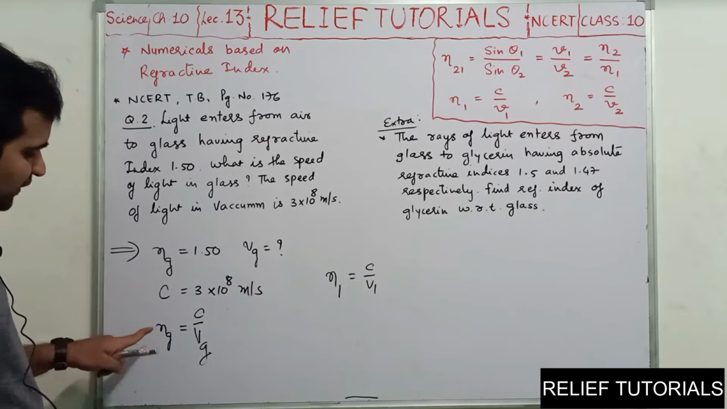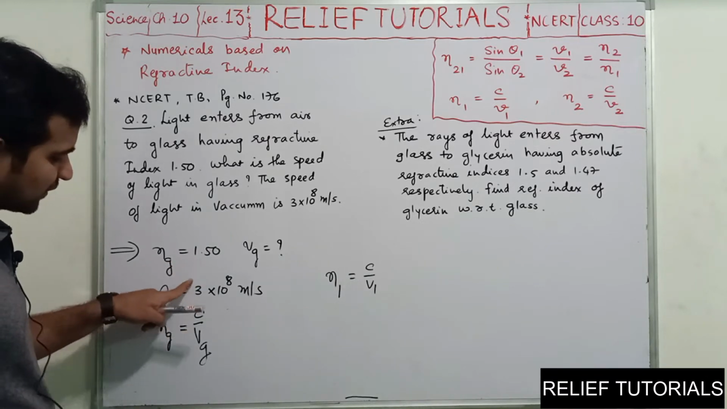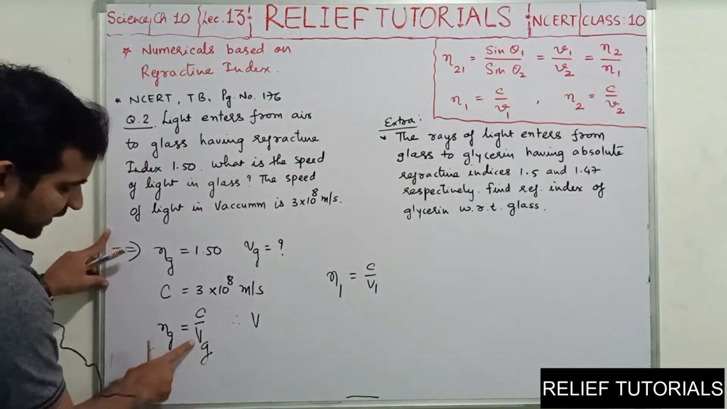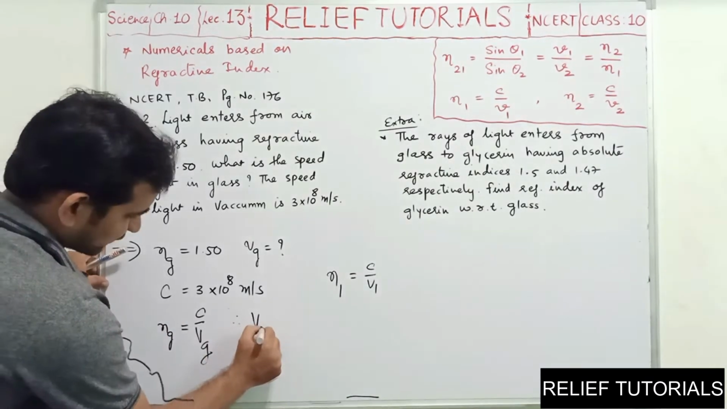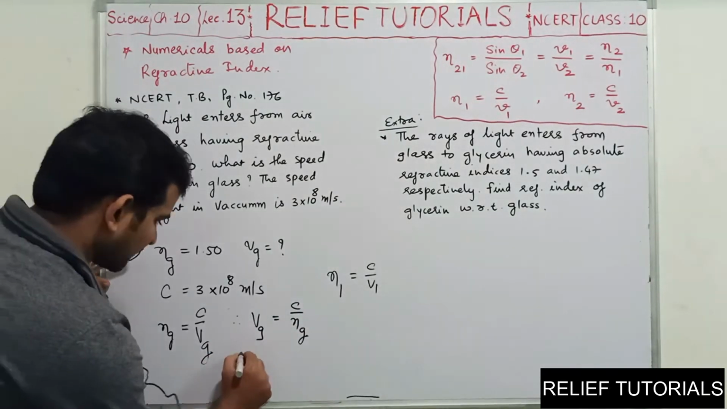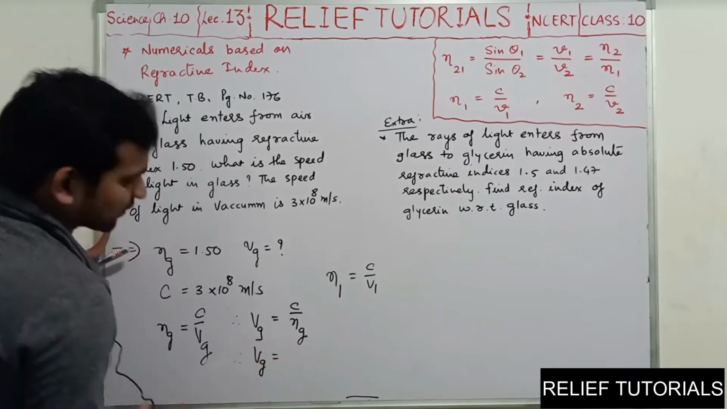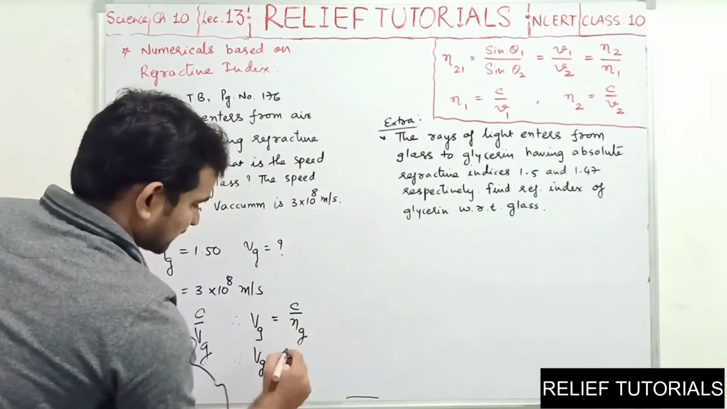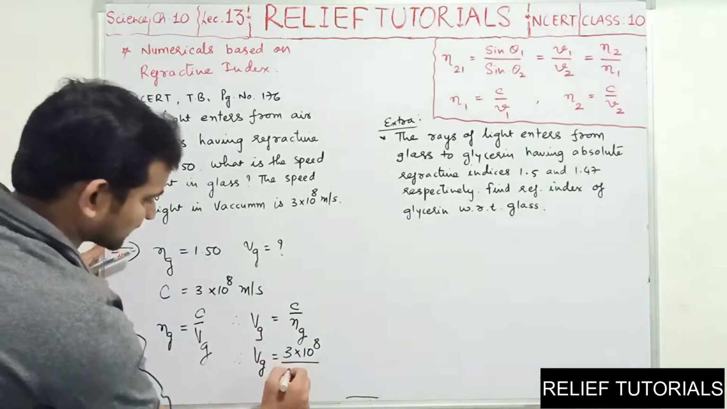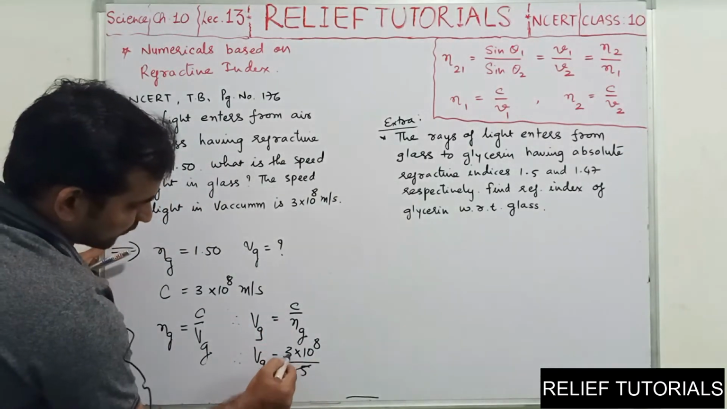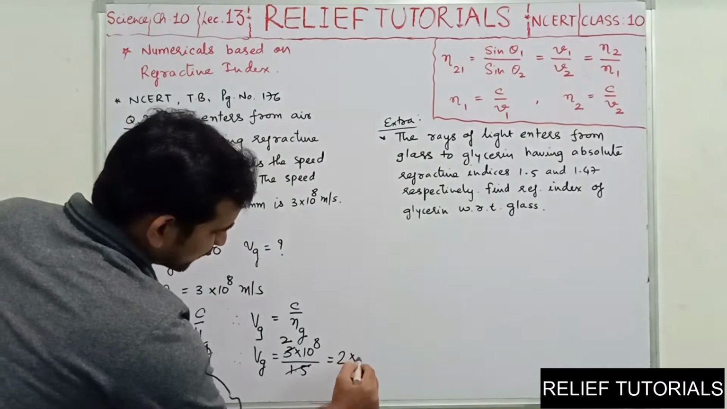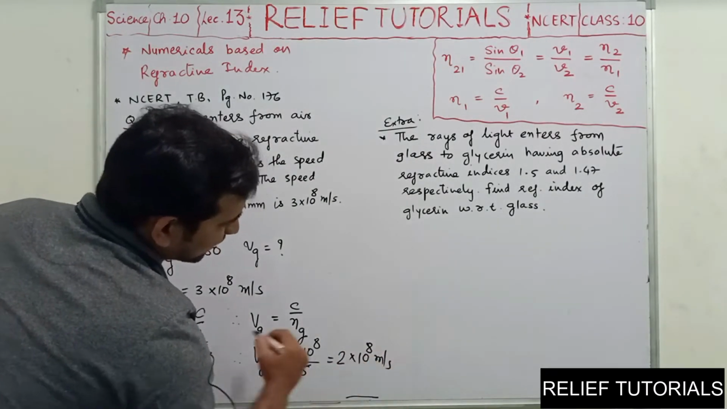What is missing in all these three? Eta g is given as 1.5, c is given, vg is missing. Therefore, the next step would be to make vg the subject. So vg is equal to c by eta g. Therefore, vg is equal to the value of c, 3 into 10 raised to 8, upon refractive index of glass, 1.5. So 1.5 twos are 3. The final answer, speed of light in glass, is 2 into 10 raised to 8 meter per second.